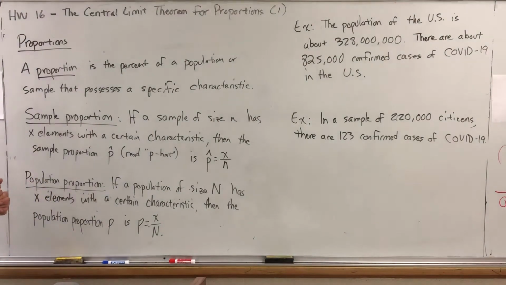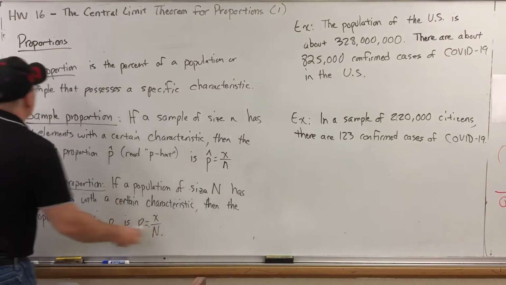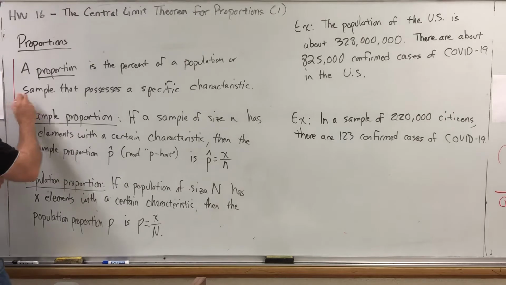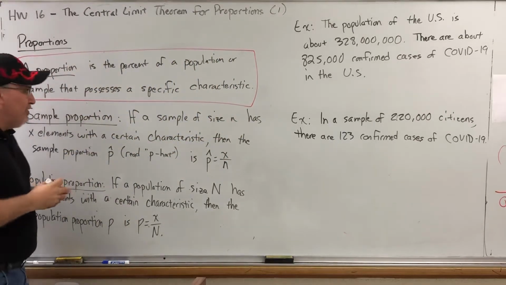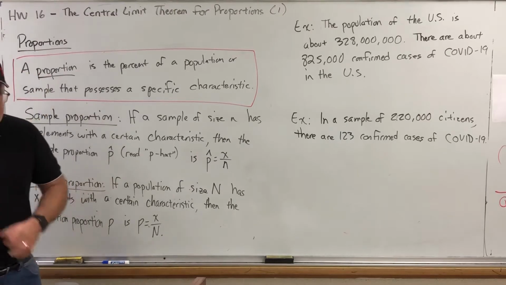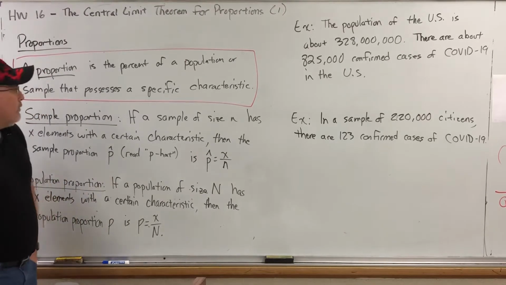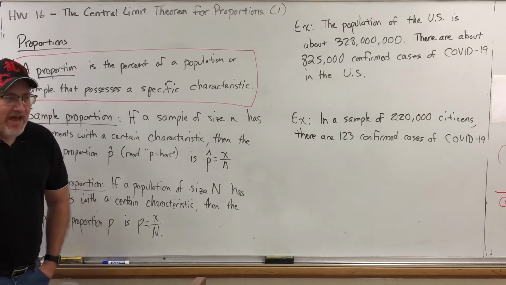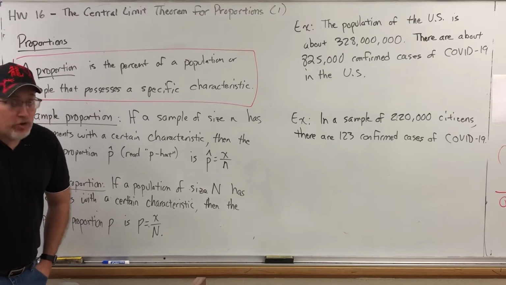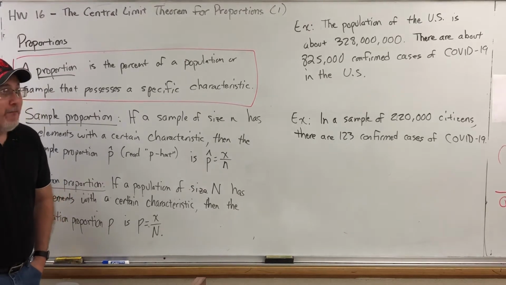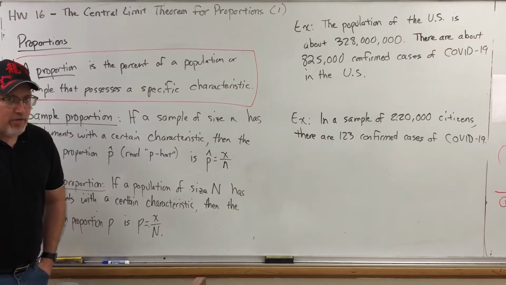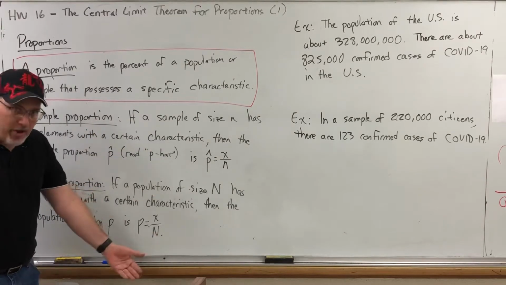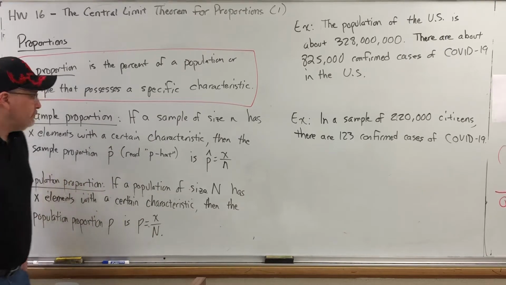So why do we have something called proportions? Well, first let's define what we mean by a proportion. A proportion is the percent of a population or sample that possesses a specific characteristic. For example, let's say that we had a sample of 100 people and 45 of them were male. Then the proportion of that sample that are male is 45 out of 100, or 45%.